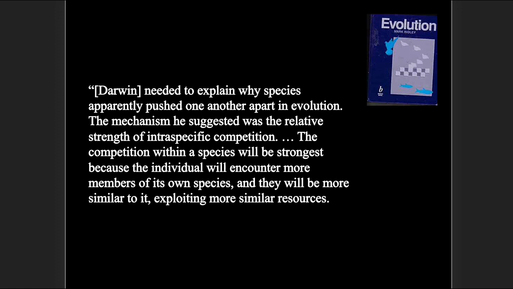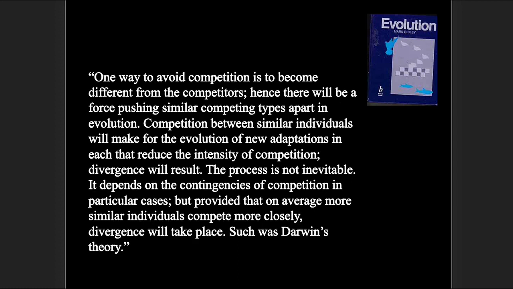So you have competition within a species causing the speciation event. The competition within a species will be strongest because the individual will encounter more members of its own species, and they will be more similar to it, exploiting more similar resources. One way to avoid competition is to become different from the competitors. Hence, there will be a force pushing similar competing types apart in evolution.